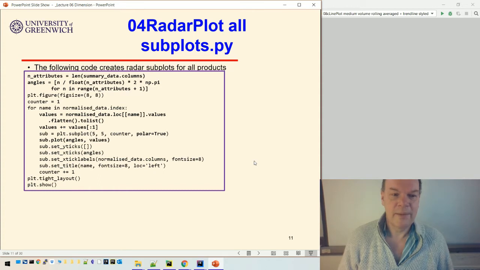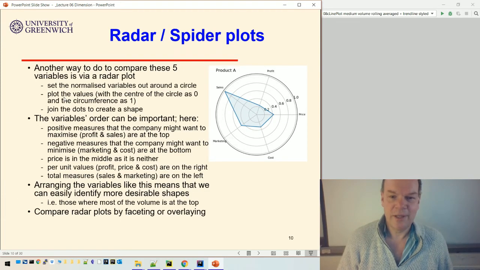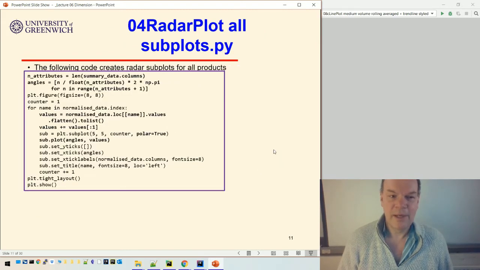Okay, so in order to do this, it's not immediately set up for it inside Matplotlib, so you have to do some calculations. First of all, we calculate the number of attributes. Going back to our picture, there are 5 attributes, right? That's the number of columns that we're dealing with. So we take the length of the columns, and then we calculate the angles.